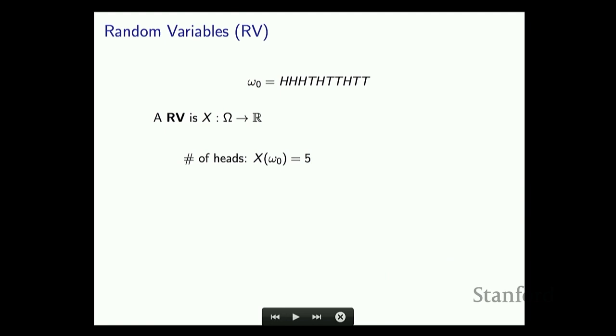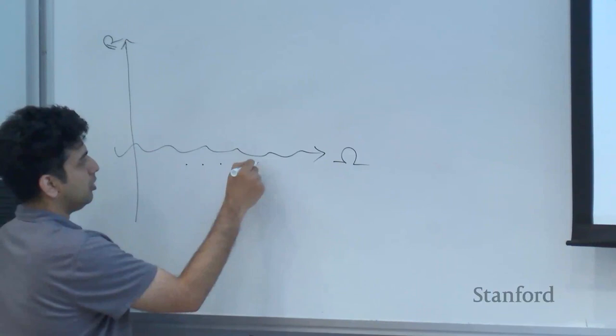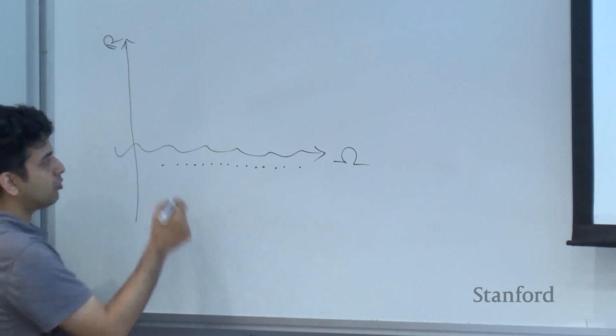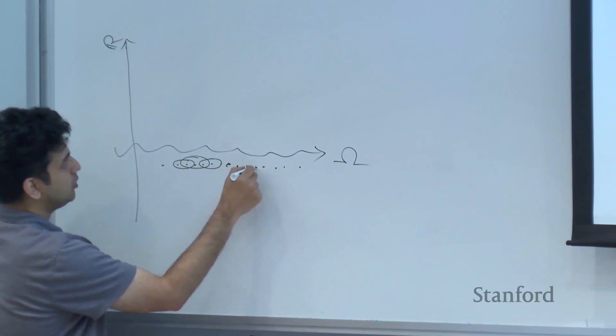It's kind of useful to think about it like this. I'm going to call this the outcome space, and this to be the real line. Now, the outcome space has lots of different actual outcomes, and on top of these outcomes we define events. And events could be overlapping. And a random variable is a function that maps outcomes to real values.